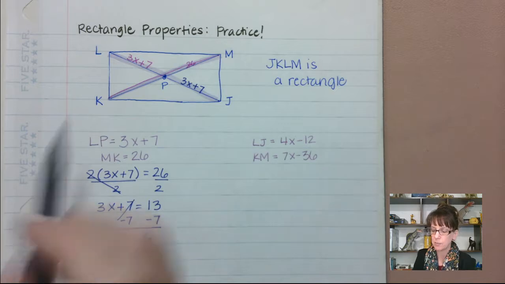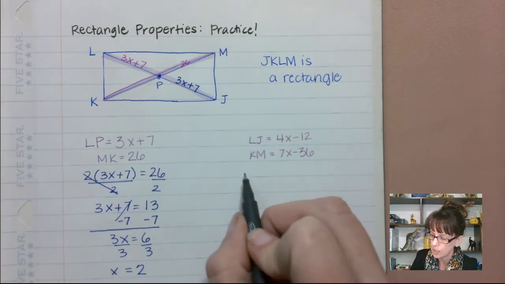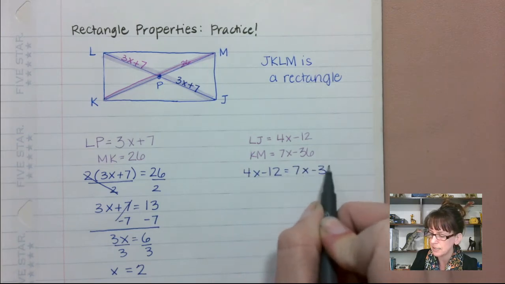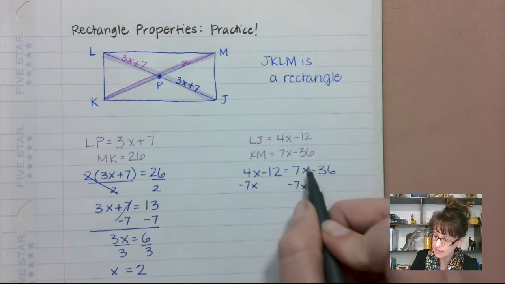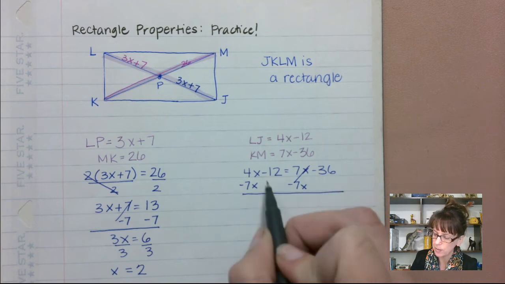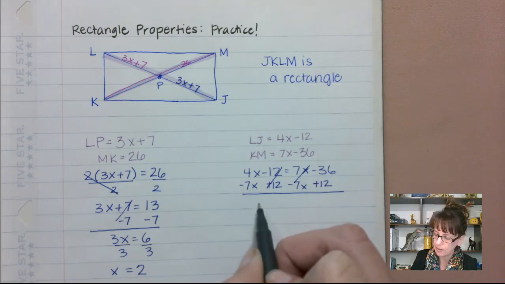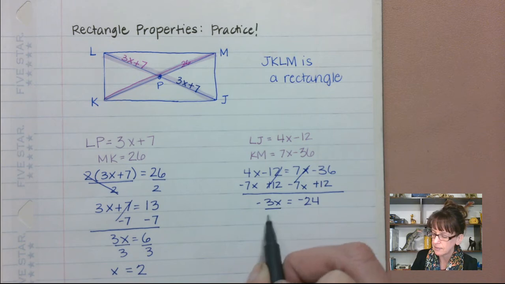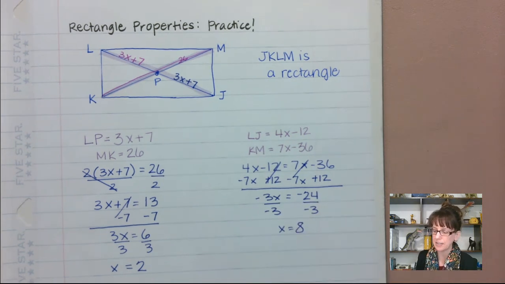So what we're going to do is say, if this whole thing is one thing and this whole thing is the other, then we can set them equal to each other. So 4x minus 12 equals 7x minus 3. Minus 7x from both sides, minus 7x cancel, and then we're going to add 12 to both sides at the same time, so plus 12. We end up with negative 3x equals negative 24. Divide both sides by negative 3, and x equals 8. Okay, so we were able to find x for that one as well.